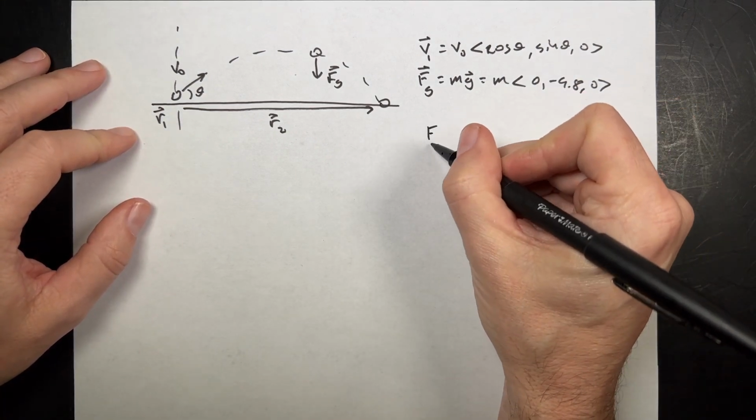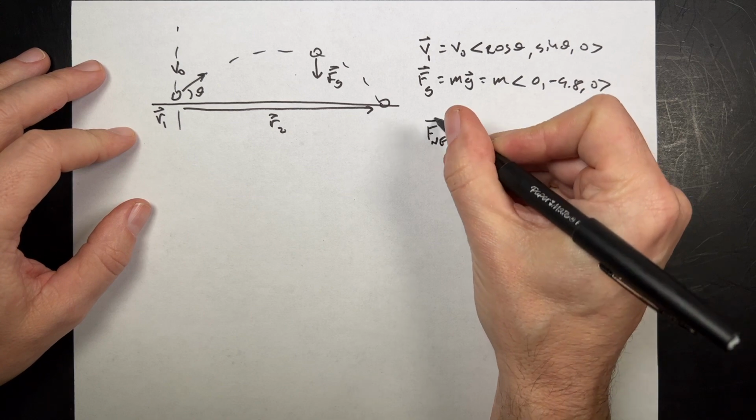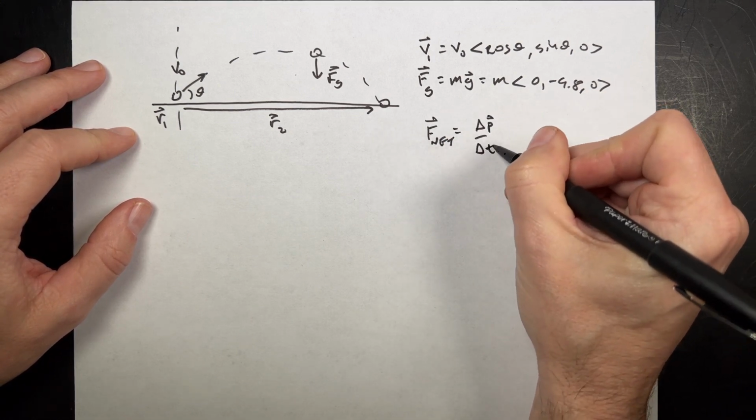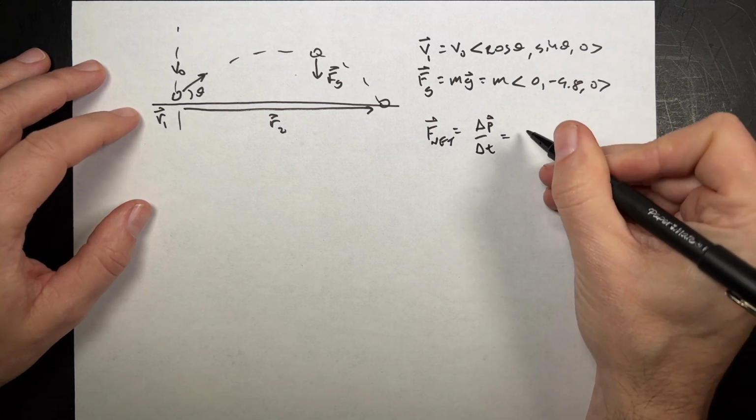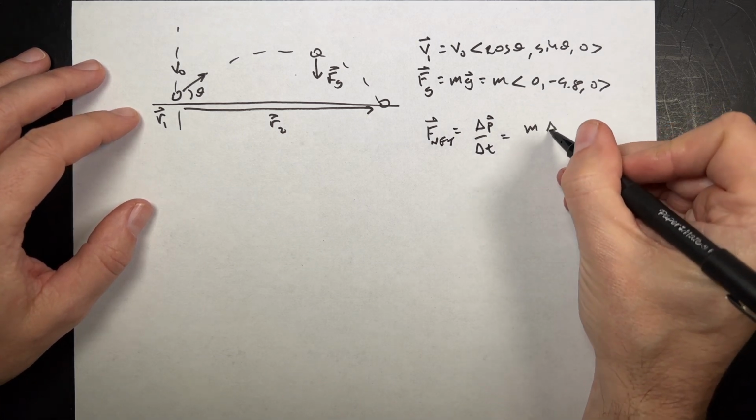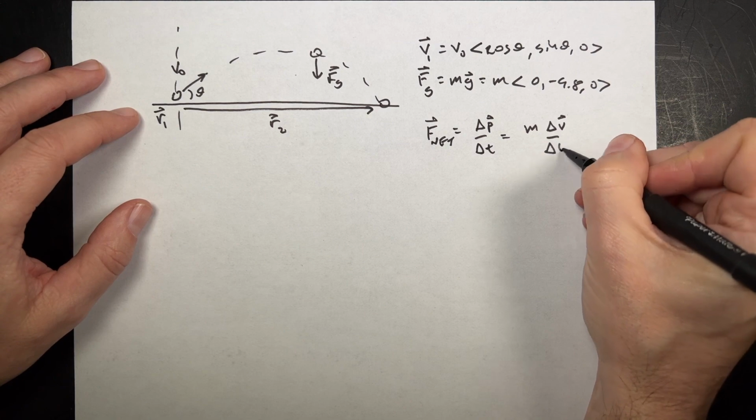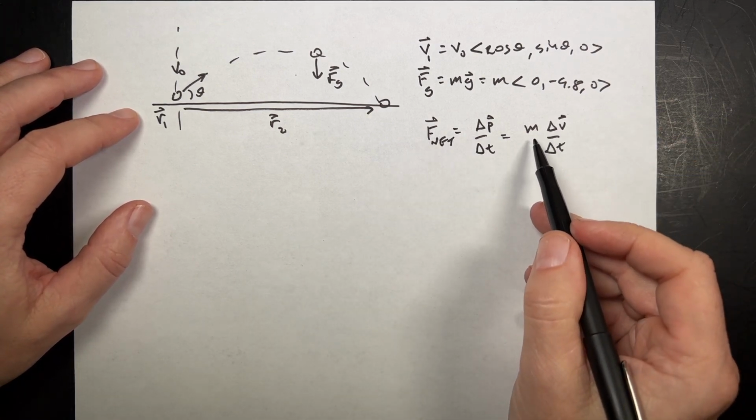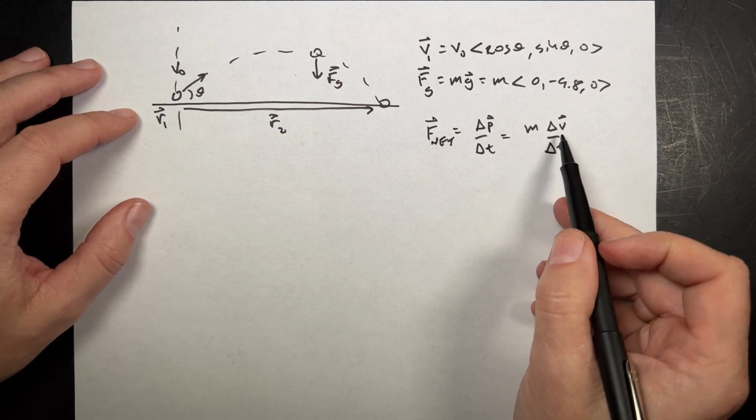This says that the net force acting on an object is equal to the change in momentum with respect to time, and momentum is mass times velocity, so I can write this as mass times the change in velocity with respect to time. Force is a vector, velocity is a vector. Mass is not a vector, it's a scalar.